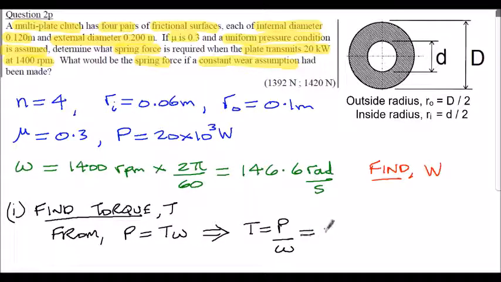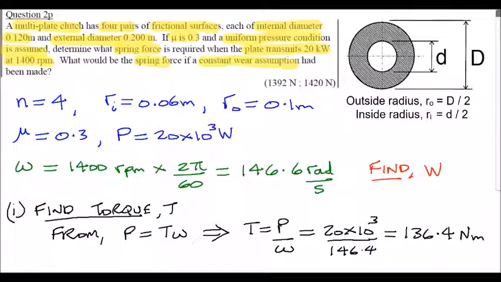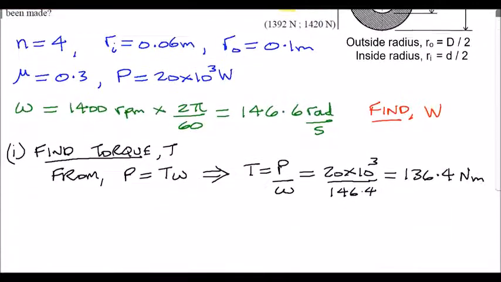So 20 times 10 to the 3 is our watts, and 146.6 is the value I'm using here. According to my calculator, and you check this if you would, I get 136.4 newton meters for my torque. If you could check that. Okay, so that's my torque.